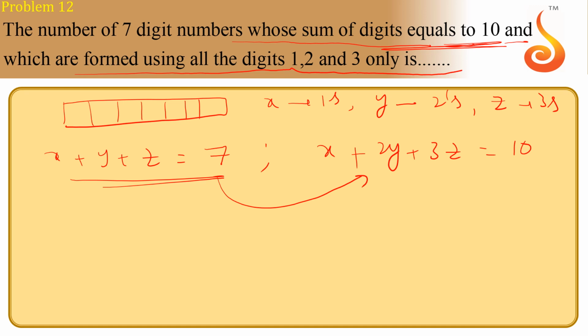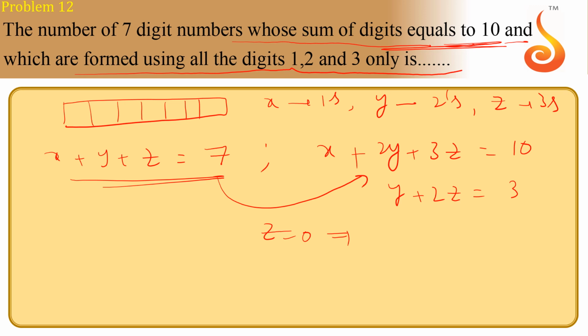So what is left over here? 1y and 2z are left over. x plus y plus z is 7, so it will be 3. y plus 2z will be 3. Then what will be the value of z? What are the possible values z can have now? Observe. Suppose z equal to 0. Then if z is 0, what will be y? y equal to 3.